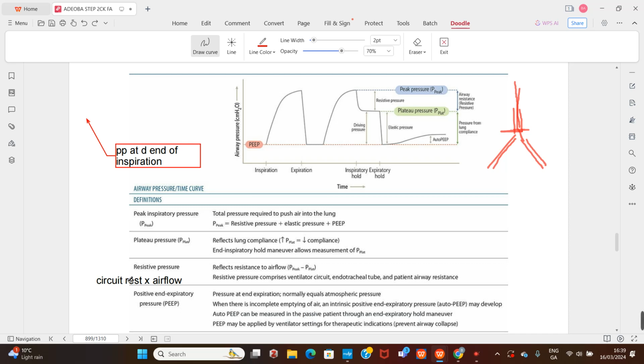I've said it is a closed circuit, so everything is connected to each other. Your endotracheal tube is connected to the machine. So air is being pushed from the mechanical ventilator down into the person's lung. It's not escaping anywhere. So if you kink any part of that machine or any part of the airway, it's going to affect the resistive pressure. If you deliver air into the airway, it's going to affect the resistive pressure because of airflow resistance. So it's very important we understand that fact. Airflow times circuit resistance brings about resistive pressure. You need to overcome that pressure.